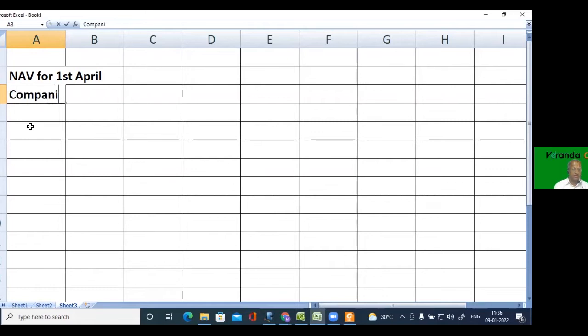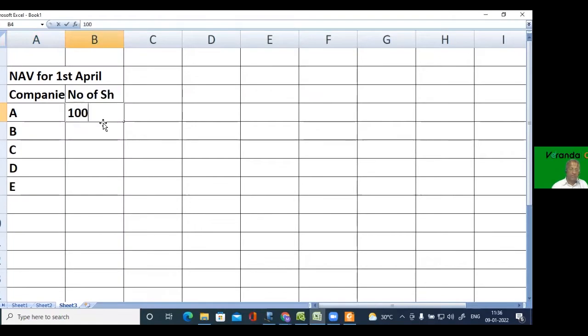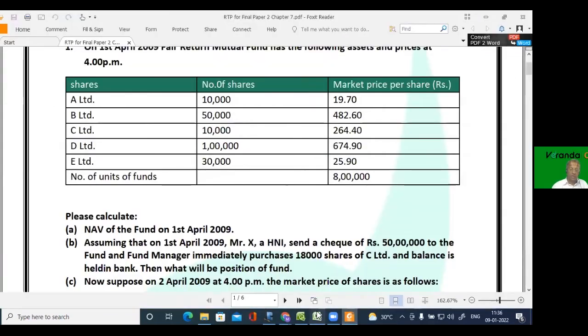Companies A, B, C, D, then E. Then number of shares. Number of shares are 10,000, 50,000, 10,000, and 1,30,000.